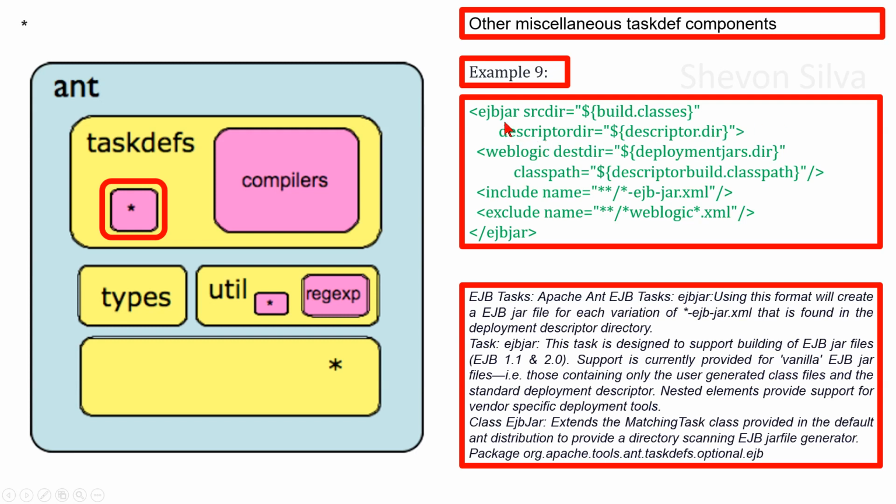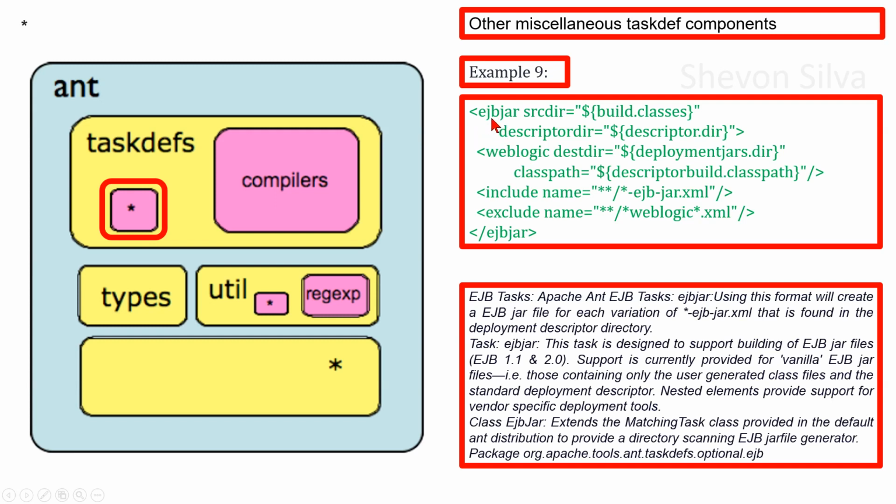The task EJB jar is designed to support building of EJB jar files, EJB 1.1 and 2.0. Support is currently provided for vanilla EJB jar files, that is those containing only the user-generated class files and the standard deployment descriptor. Nested elements provide support for vendor-specific deployment tools.